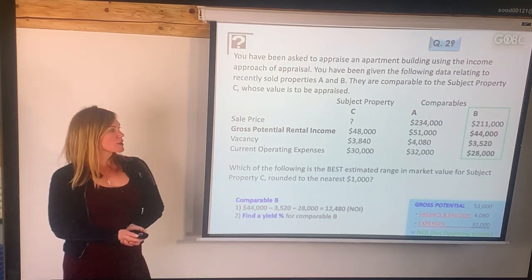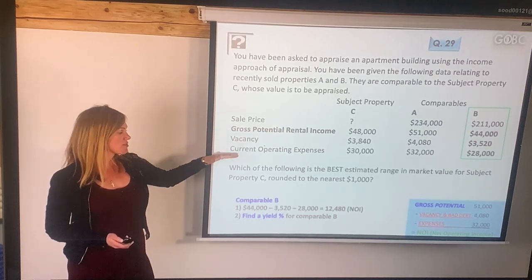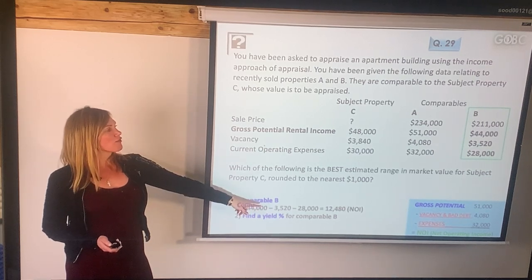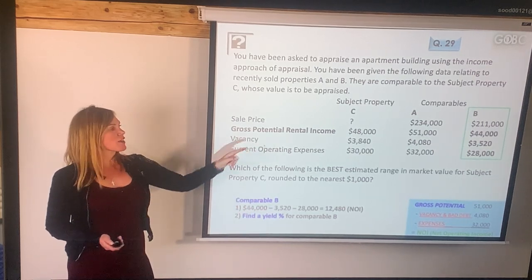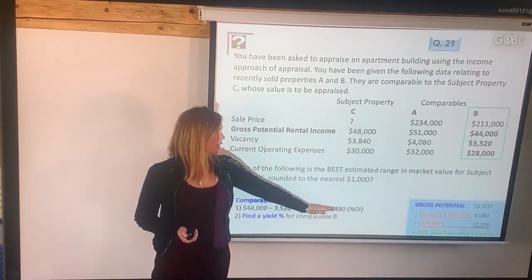Property B. First, we're going to find the NOI, right? So we're going to take the potential revenue minus the vacancy minus the expenses. So the income is $44,000 for property B, minus $35,220 for the vacancy, minus $28,000 for the expenses, and the NOI came up to $12,480. Okay, so we found the NOI. What do we do now?